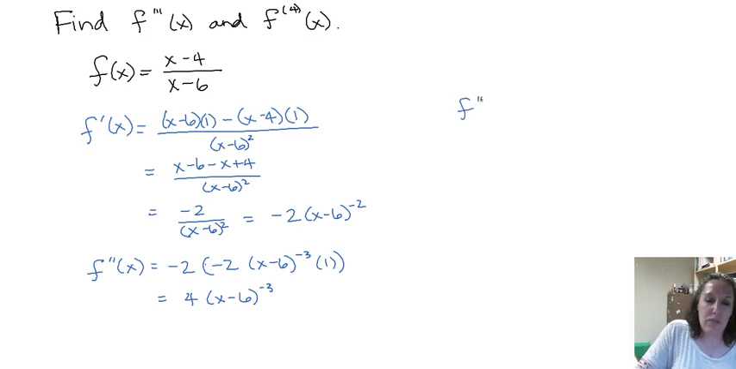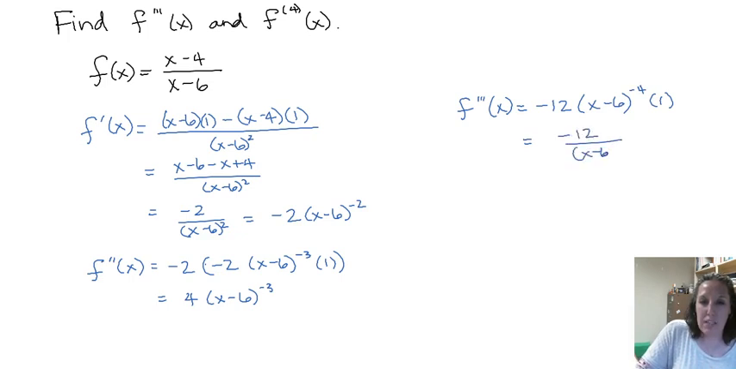So our third derivative, f triple prime of x, we're going to do the same approach. And so we're going to have 4 times that exponent of negative 3 is going to give us negative 12 times x minus 6 to the power negative 1. So we'll get a new power of x minus 6 to the negative 4. And then again, we need to multiply by the derivative of the inside, but that derivative is just 1. And so if we clean that up, we get negative 12 over x minus 6 to the 4th. So that is our third derivative in its simplified form.